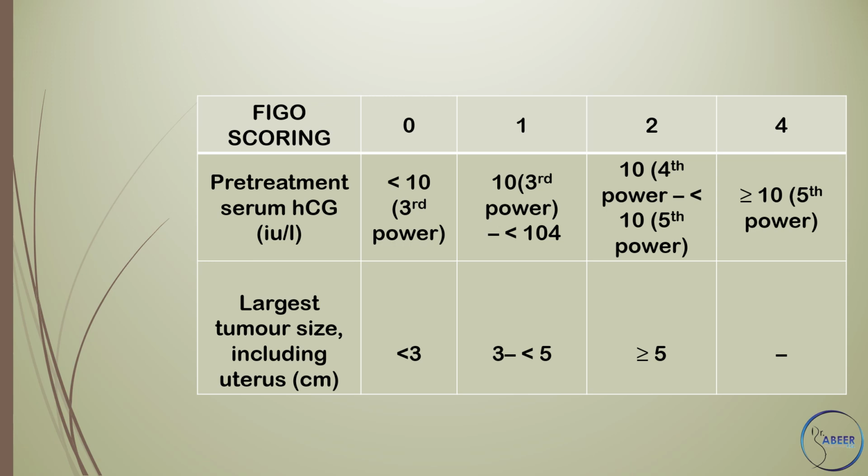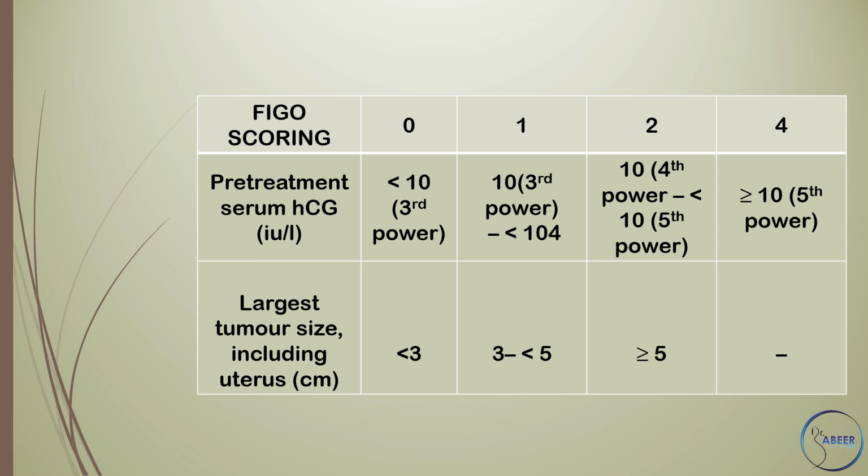Pre-treatment serum HCG, in milli-international units per liter: less than 10 to the third power has a score of 0. 10 to the third power to less than 10 to the fourth power has a score of 1. 10 to the fourth power to less than 10 to the fifth power has a score of 2. Greater than or equal to 10 to the fifth power has a score of 4.